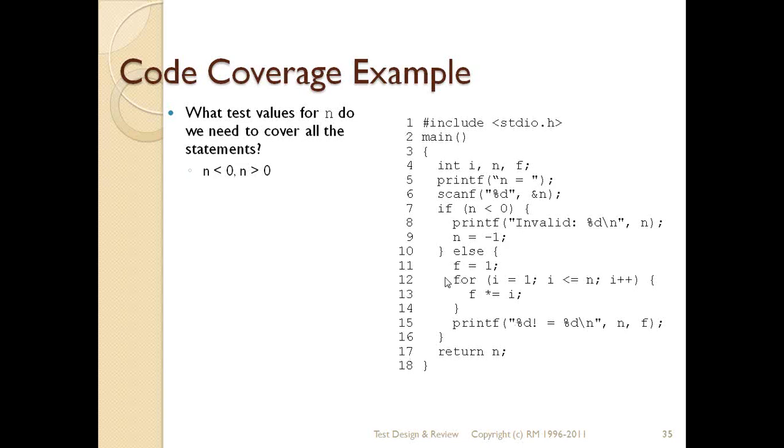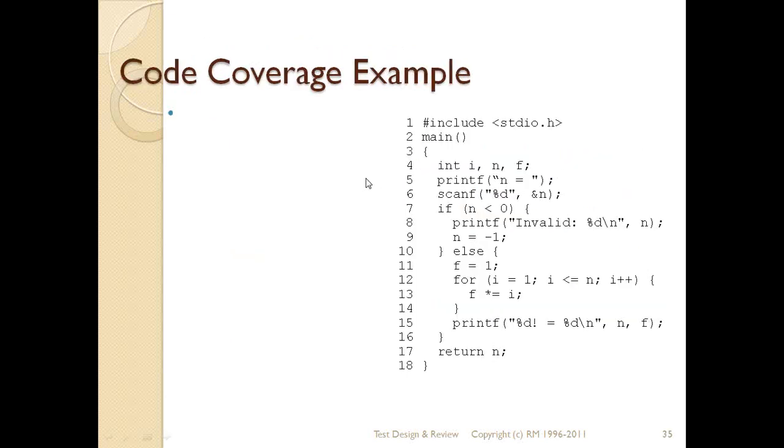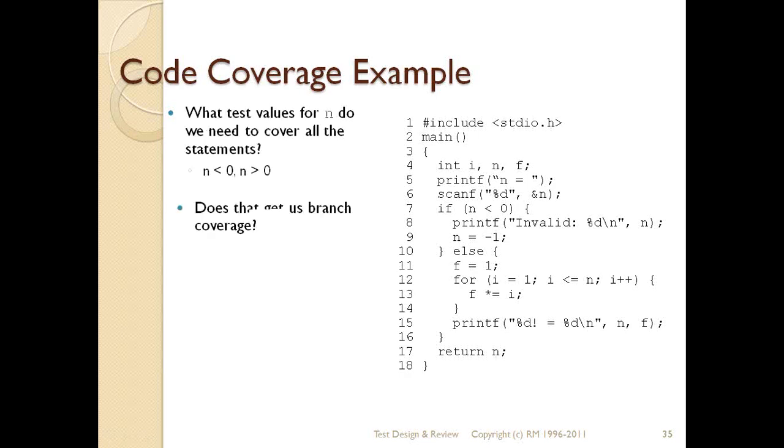But what about the decision coverage? Now, if I take you back, I told you in decision coverage, which is also known as branch coverage, every branch or decision is taken each way, true or false. So when I check this, have I covered all my decisions? Now, if I look at this program, there are two decisions. One is this if and else, and another decision is this i less than or equal to n. So these are the two decisions.